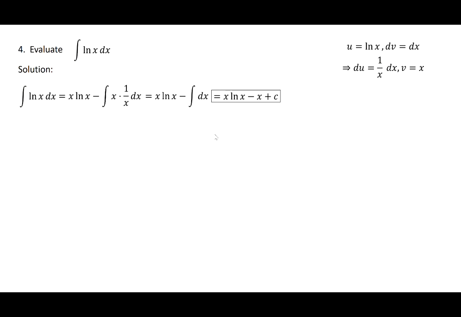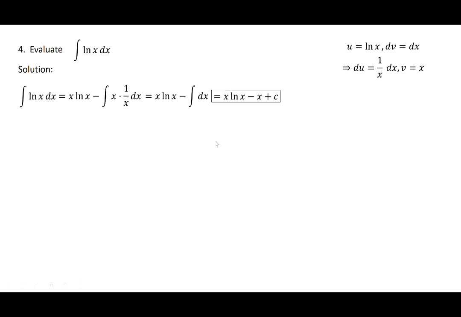Cool. And so we have the solution. Integral of natural log of x dx is uv, natural log of x times x, minus integral v du. V is x, du is 1 over x dx. And this reduces to x over x, which equals 1. And so we have x natural log of x minus integral dx. What is integral of 1 with respect to x? Just x. So this is x natural log of x minus x plus c.